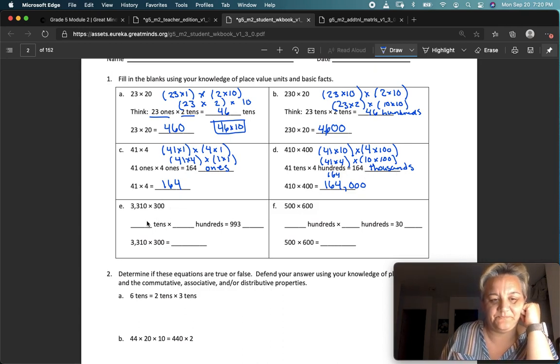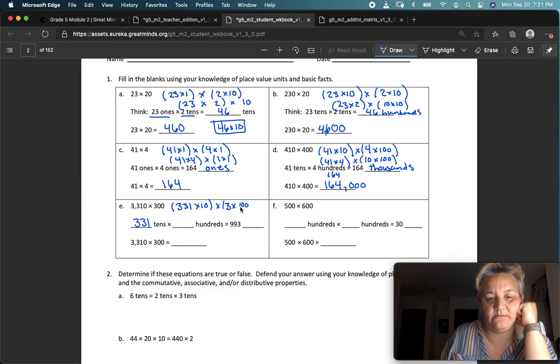Next one. Here we've got, let's see, 331 times 10, right? 331 tens times 3 times 100, right, equals 993, because 3 times 1 is 3, 3 times 3 is 9, 3 times 3 is 9.